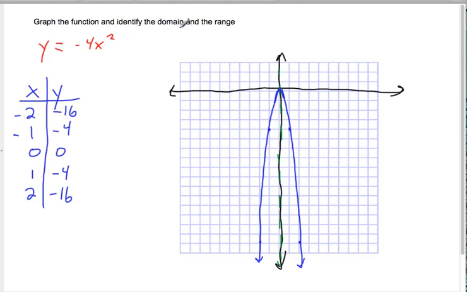And this question asks for the domain and range. The domain is all possible values of x. So we know we can plug in any value of x here and forever and ever. So the domain is all real numbers. The range, however, which is all values of y, will never be greater than 0. So for the range, we just say y is less than or equal to 0, whereas x is all real numbers. Alright, let's try one more.